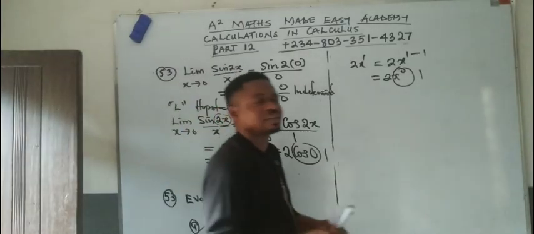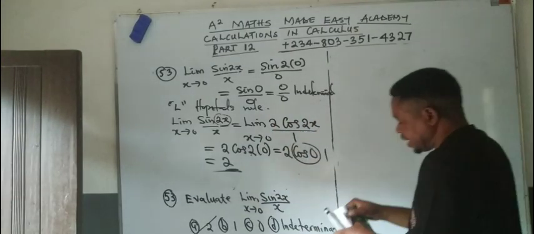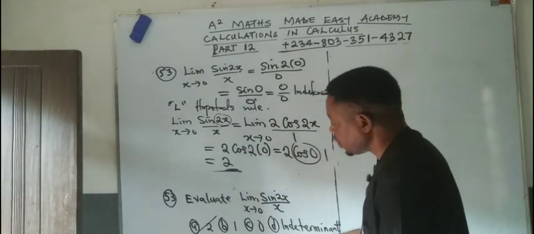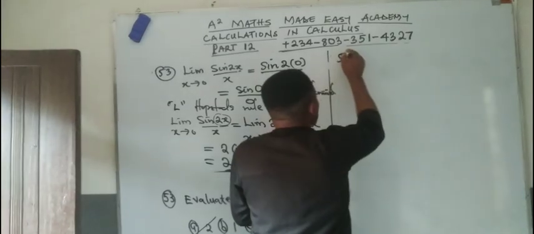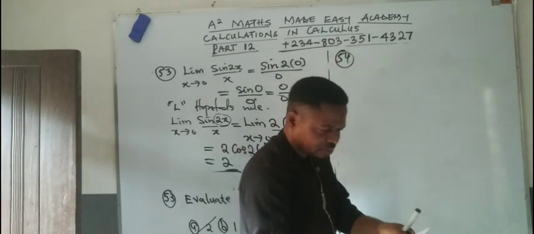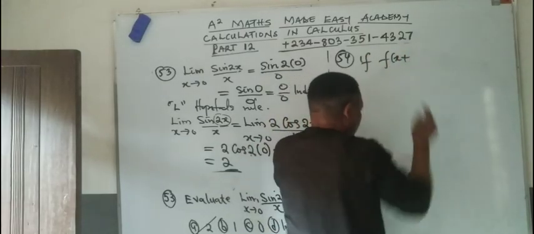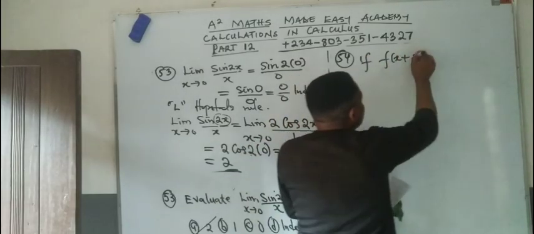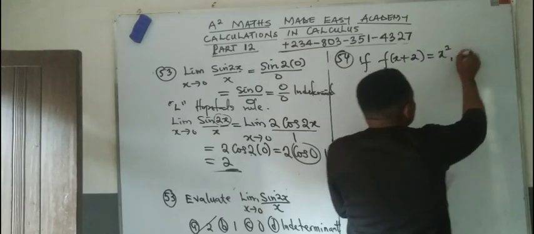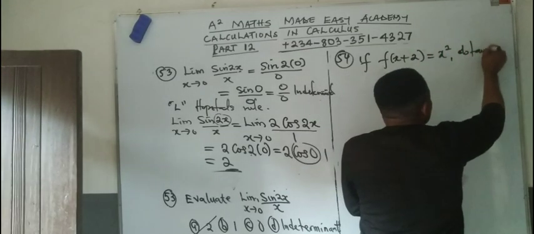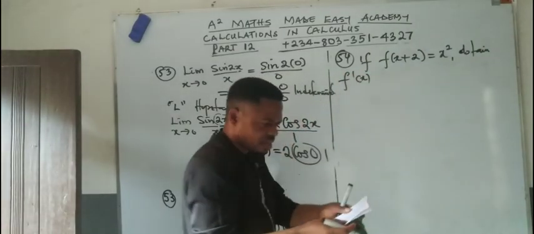Do you understand? Now, it is not yet over until it's over. I want to take you to another question. We stopped at question number 53. Now, let's go to question number 54. Look at this. If f of x plus 2 is equal to x squared, the question says we should obtain f inverse of x. Are you with me?